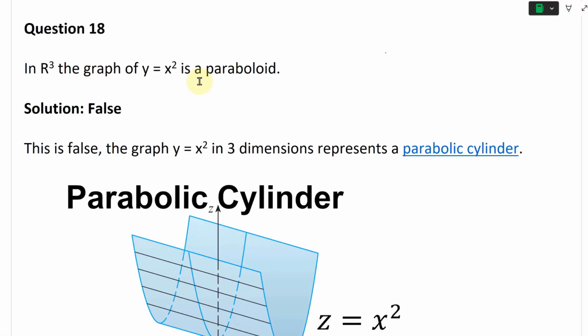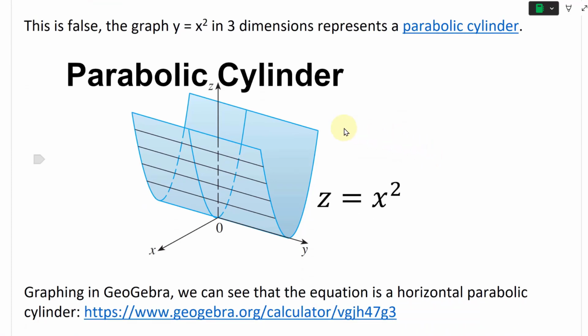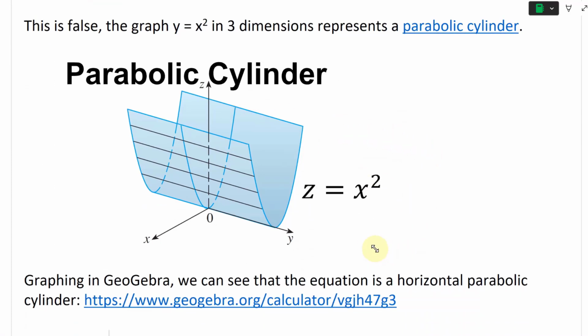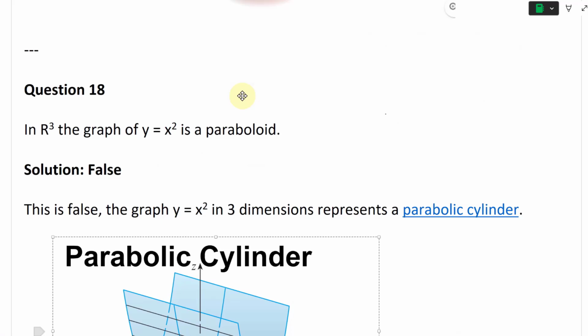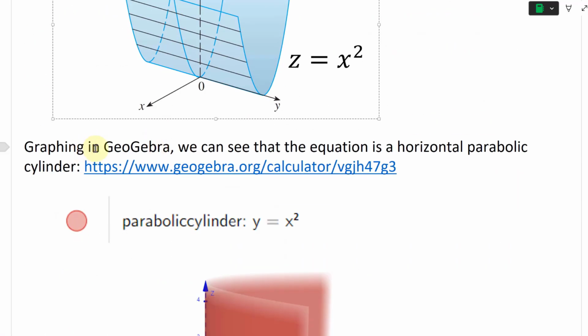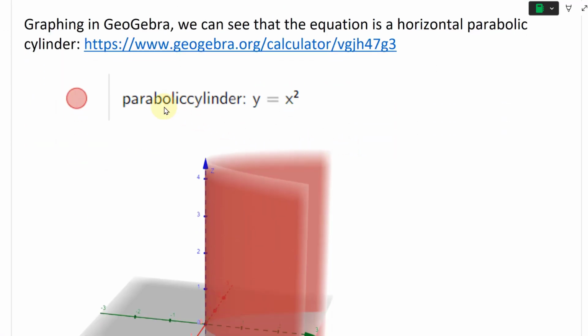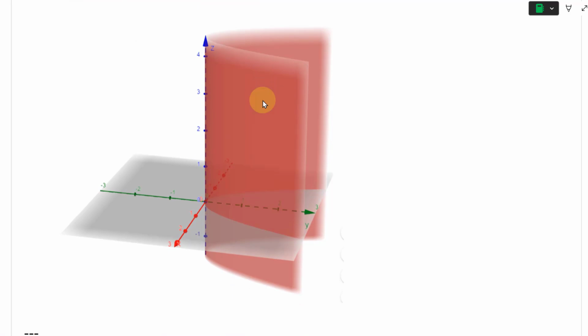So the solution is false. The graph y equals x squared in 3 dimensions represents a parabolic cylinder. This is linked to my earlier video: z equals x squared is the vertical one, but in our case, y equals x squared. Graphing in GeoGebra, we can see that the equation is a horizontal parabolic cylinder. Just put in y equals x squared, and we get this horizontal one, as I just drew.